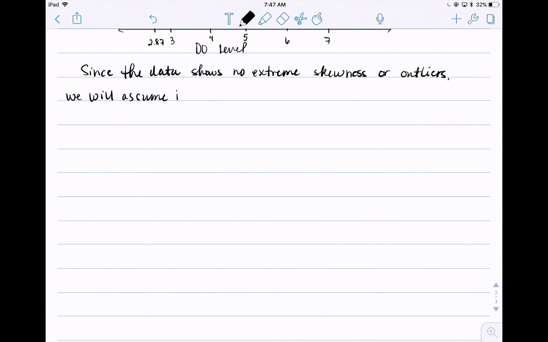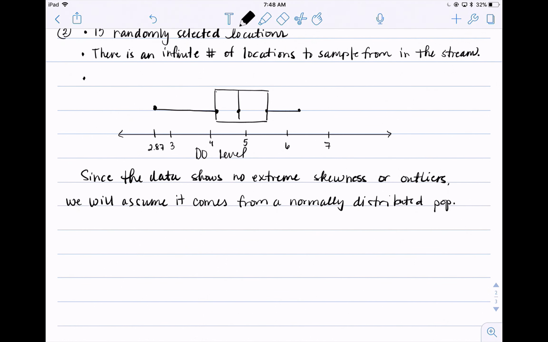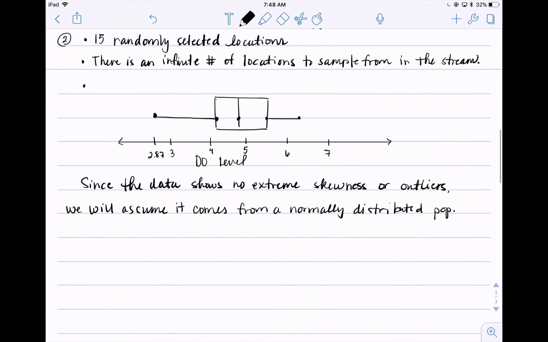it comes from a normally distributed population. Okay, so then we'll go ahead and leave it like that. We have our data. We showed that there was no apparent skewness or extreme skewness or outliers, so we can go ahead and proceed with our test.